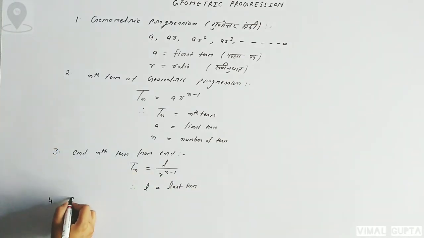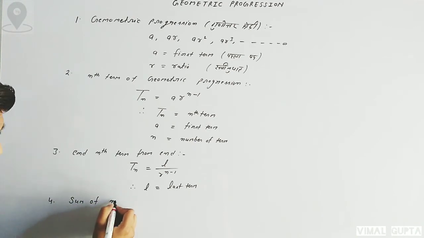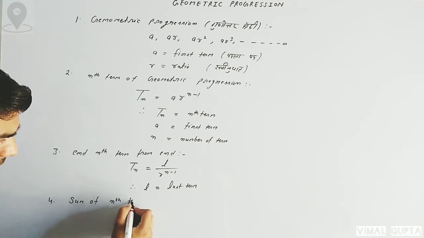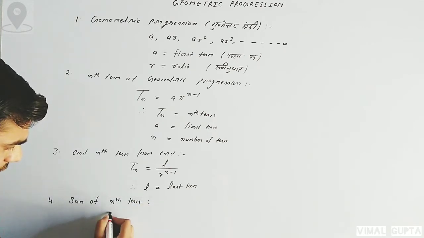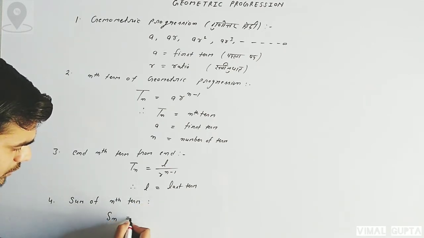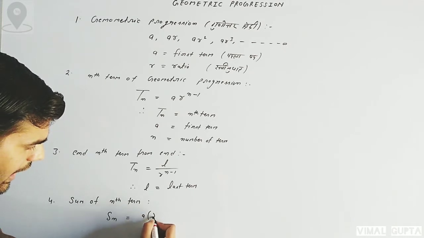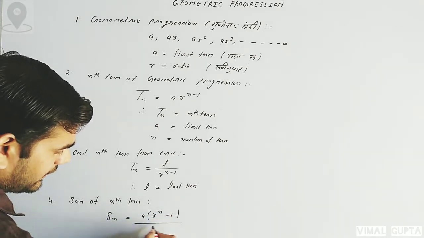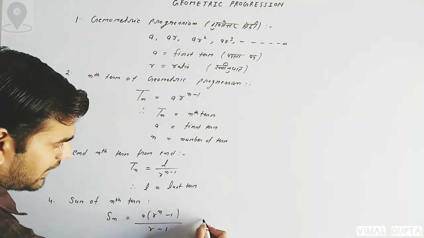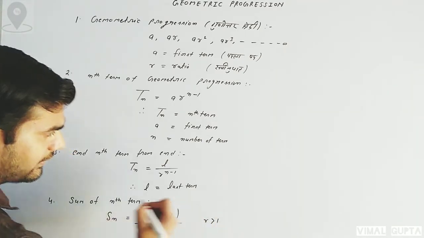Fourth is sum of nth term. Sn is equal to a (r power n minus 1) divided by (r minus 1), when r is greater than 1.